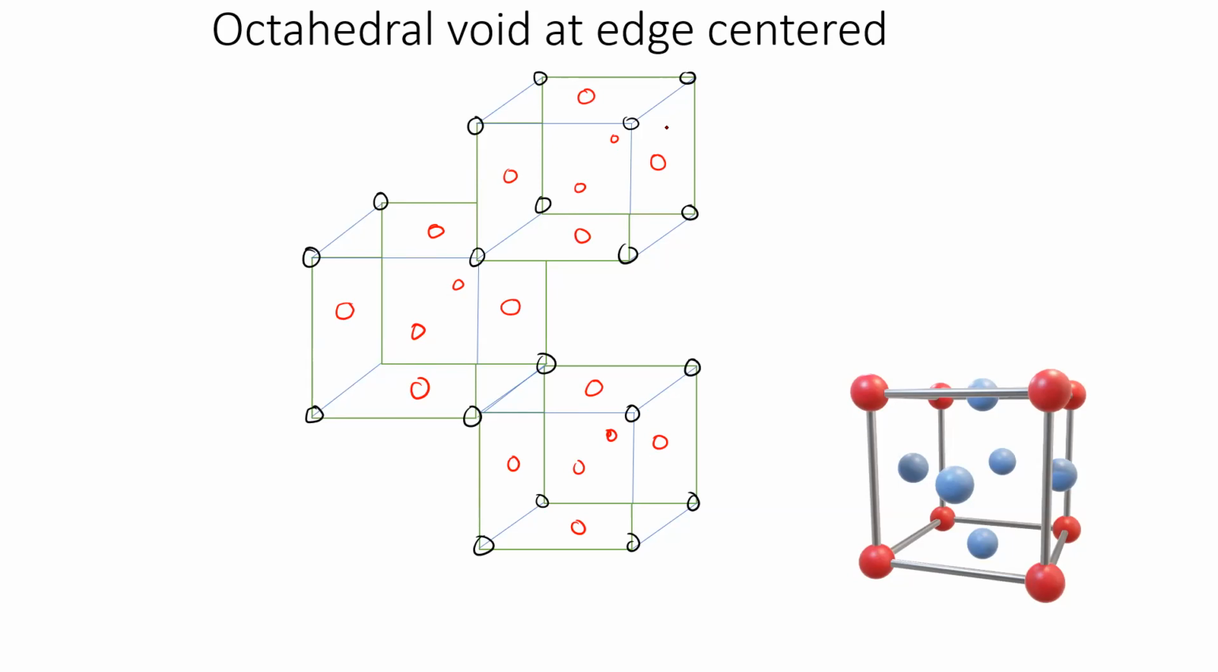Now, what is the meaning of edge centered? What is an edge? Vertices, sir. This is one edge, am I right? This is one edge. Is that clear? How many edges are there for the cube?